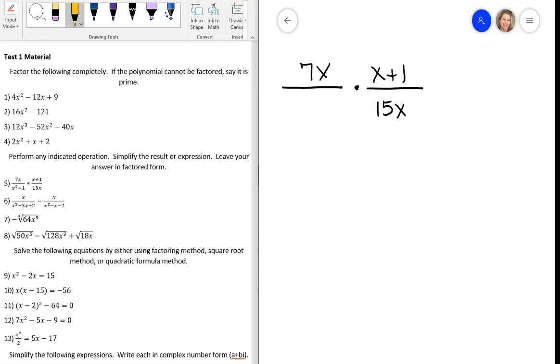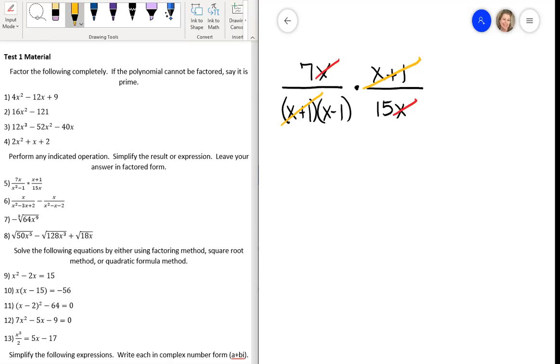The only one that I can factor is the x squared minus 1. That will factor to be conjugates of x plus 1, x minus 1, because that's a difference of 2 squares. And then once you get it all factored out, cross cancel, just like you would with regular old fractions. I can cancel this x plus 1 with that x plus 1. And then I can cancel this x with that x, and that is it.